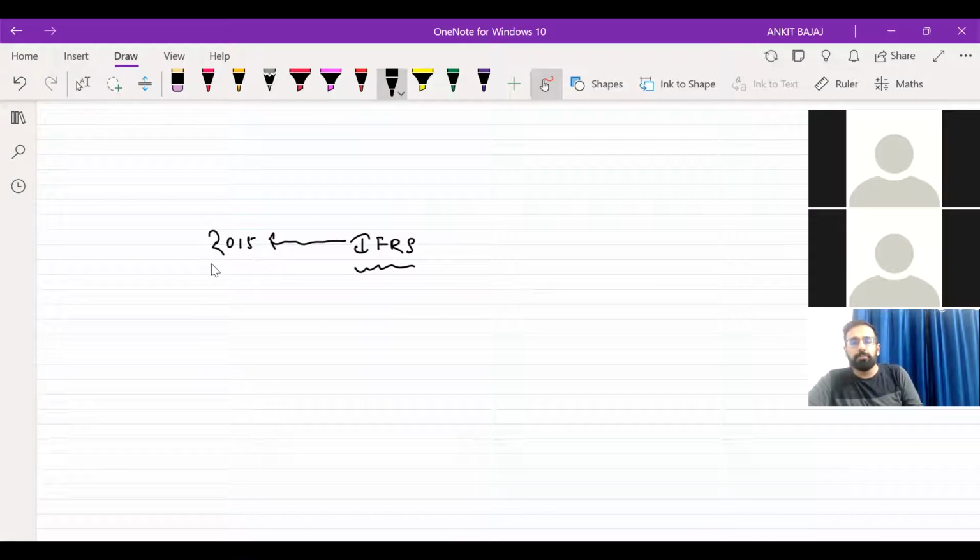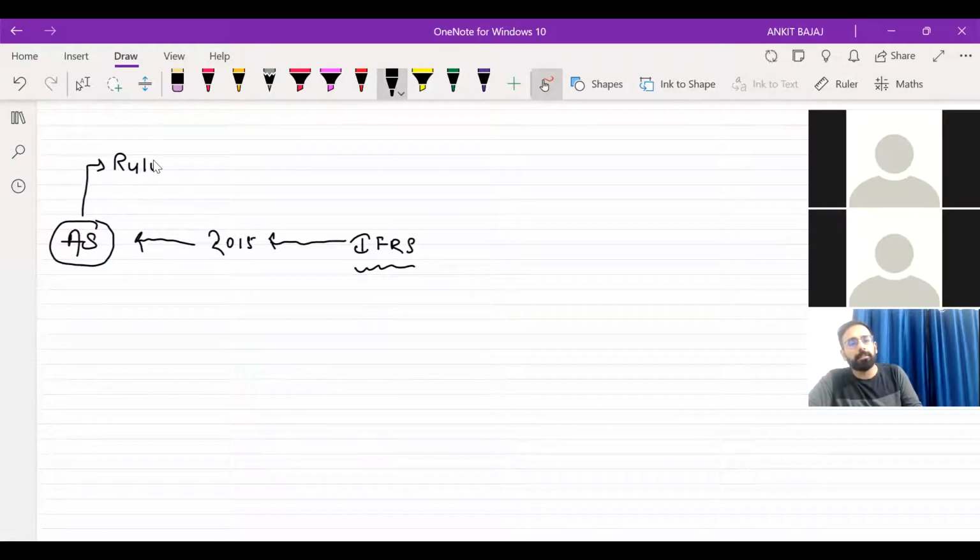So in India, what we were doing, we were following accounting standards. Still, we are following accounting standards, but there are some companies who have to follow accounting standards. So what is the logic behind accounting standards? What are accounting standards? It's a set of rules which are created by accounting bodies, right? You might be thinking what kind of rules are created, or why accounting bodies have created rules.